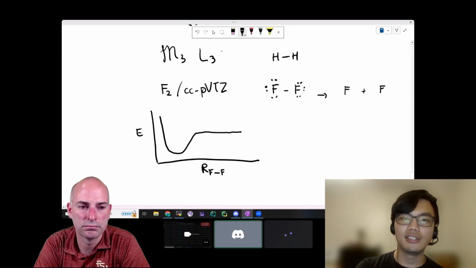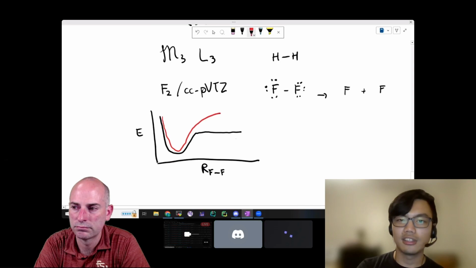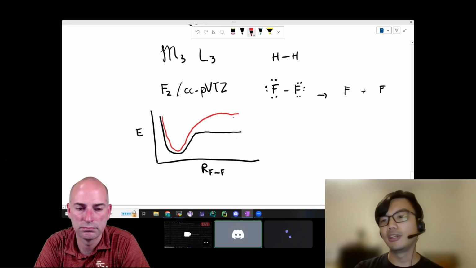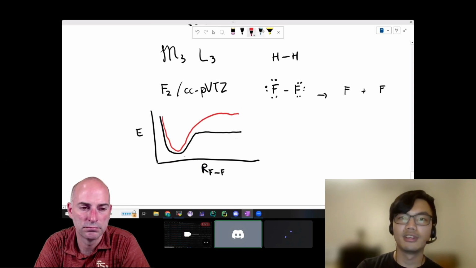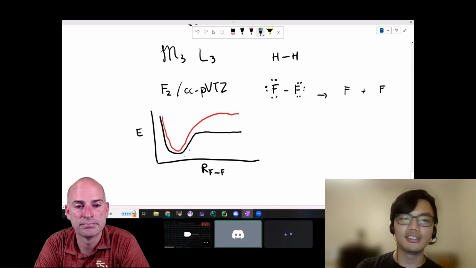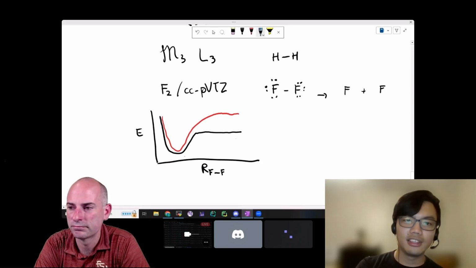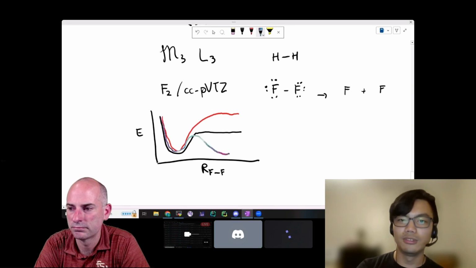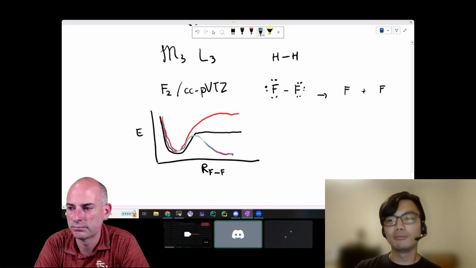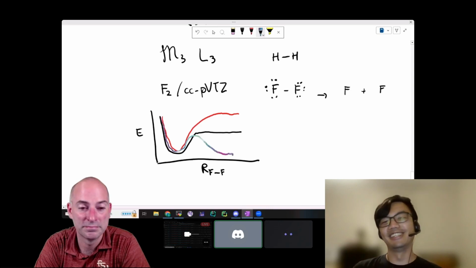If you run CCSD, so let's maybe use a different color, I think you will get something that will look like this. So it will overestimate your bonding energy. If you run CCSD(T), it will look something like this, and then at some point it's gonna do this. Ooh. That's why I picked the rainbow color, because it's trippy.